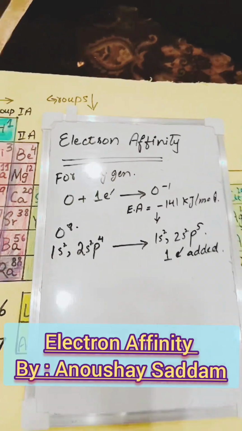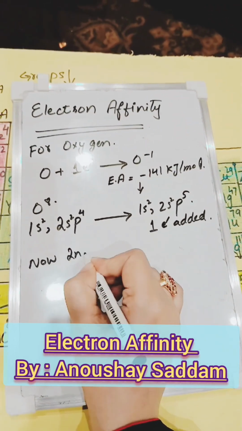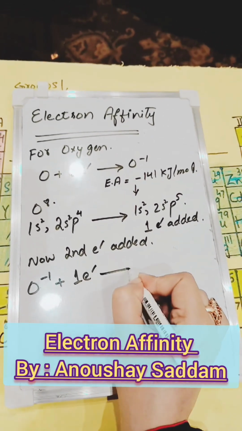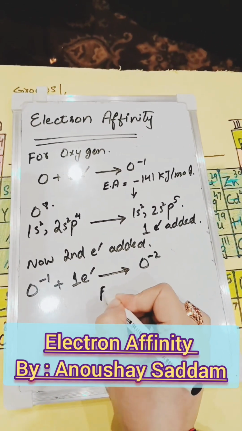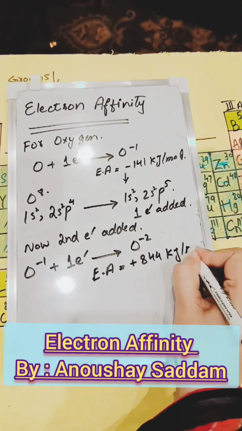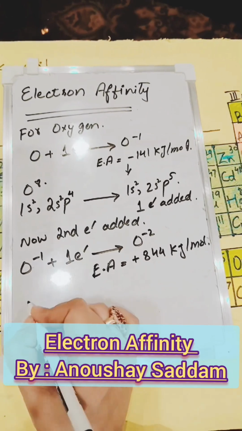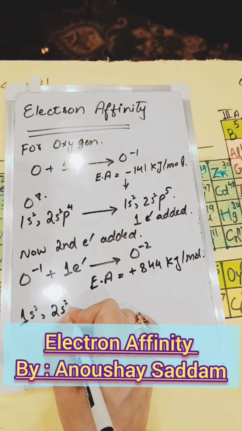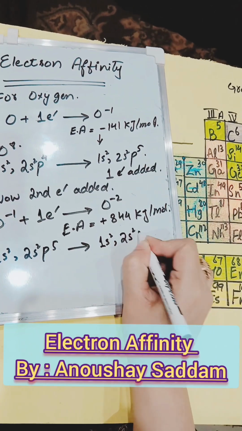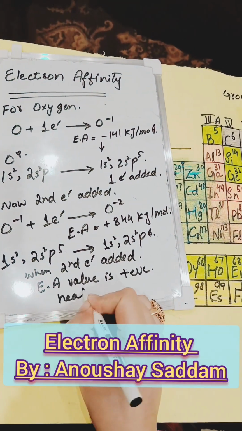But as I said earlier, when a second electron is added to a uninegative ion, like oxygen minus 1, which is a uninegative ion already, another electron is added to the same oxygen anion. This time the energy change will be plus 844 kilojoule per mole. When a second electron is added, energy is absorbed. First electron, whenever added, energy is released, and when a second electron is added, energy is absorbed.